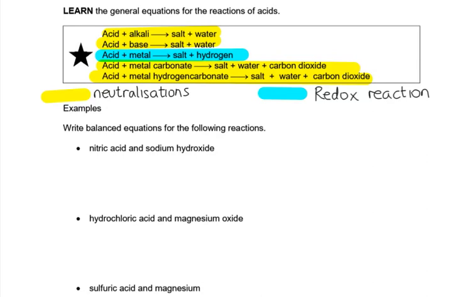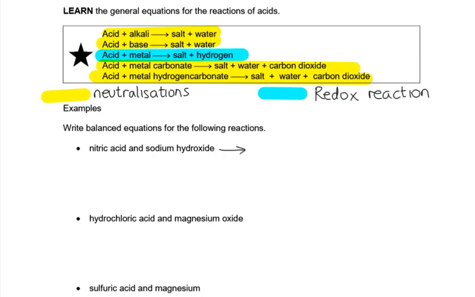So first of all, we're going to look at these, decide which one of the types, and then you're going to use your rules for writing formulas and balancing equations and coming up with formulas of salts to have a go. So we'll go through one together. First thing I'm going to do is decide which type. Nitric acid is an acid. Easy. Sodium hydroxide. If I go back to my definitions, I know that hydroxides are alkalis. So this is acid plus alkali makes salt plus water.